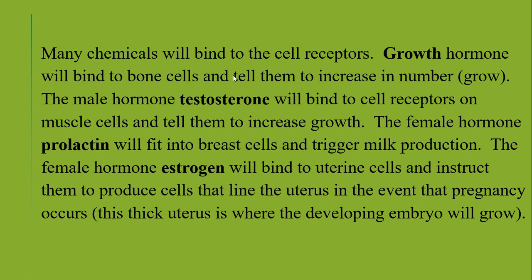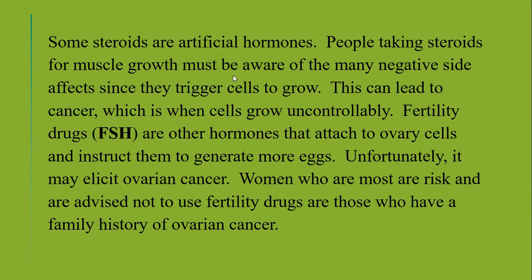The next several paragraphs of your document talk about different hormones and what type of cells they would bind to. So we're reading through many chemicals that will bind to the cell receptors. Growth hormone, for example, will bind to bone cells, and the instruction is to increase in number. The male hormone testosterone will bind to cell receptors on muscle cells and tell them to increase in growth. The female hormone prolactin fits into breast cells and triggers milk production. The female hormone estrogen will bind to uterine cells and instruct them to produce cells that line the uterus in the event that pregnancy happens. This is where the developing embryo will grow.